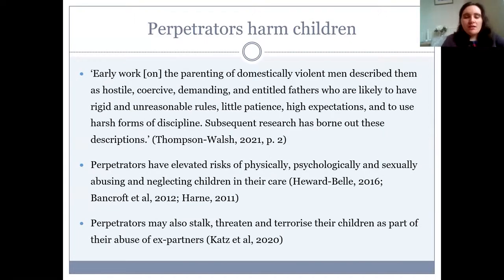Early work on the parenting of domestically violent men described them as hostile, coercive, demanding and entitled fathers who are likely to have rigid and unreasonable rules for their children, little patience, high expectations, and use harsh forms of discipline. And subsequent research has borne out these descriptions. Perpetrators have elevated risks of physically, psychologically, and sexually abusing and neglecting children in their care. And they may also stalk, threaten, and terrorize their children as part of their abuse against ex-partners.